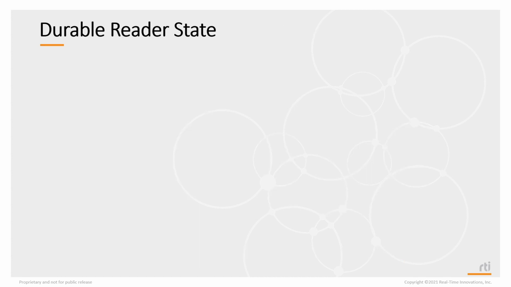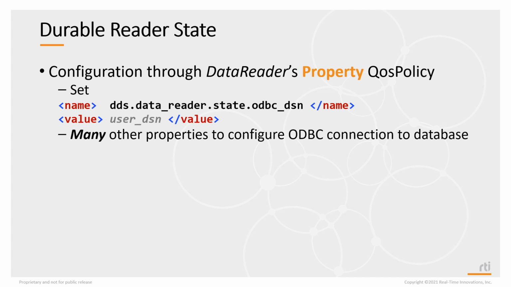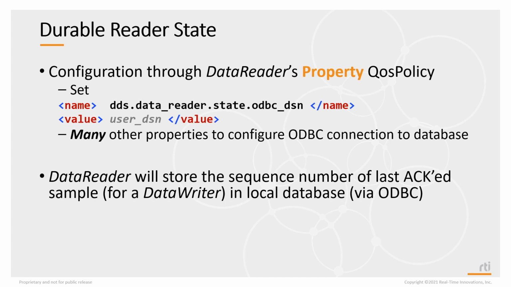Now let's talk about the durable reader state feature. The durable reader state feature is not configured through its own QoS, but through the data reader's property QoS policy. The data reader's property QoS policy will connect the data reader to an ODBC database through many properties. One of the properties is what DSN to use. And there are other properties that you will want to configure. Please look at the documentation to see those.